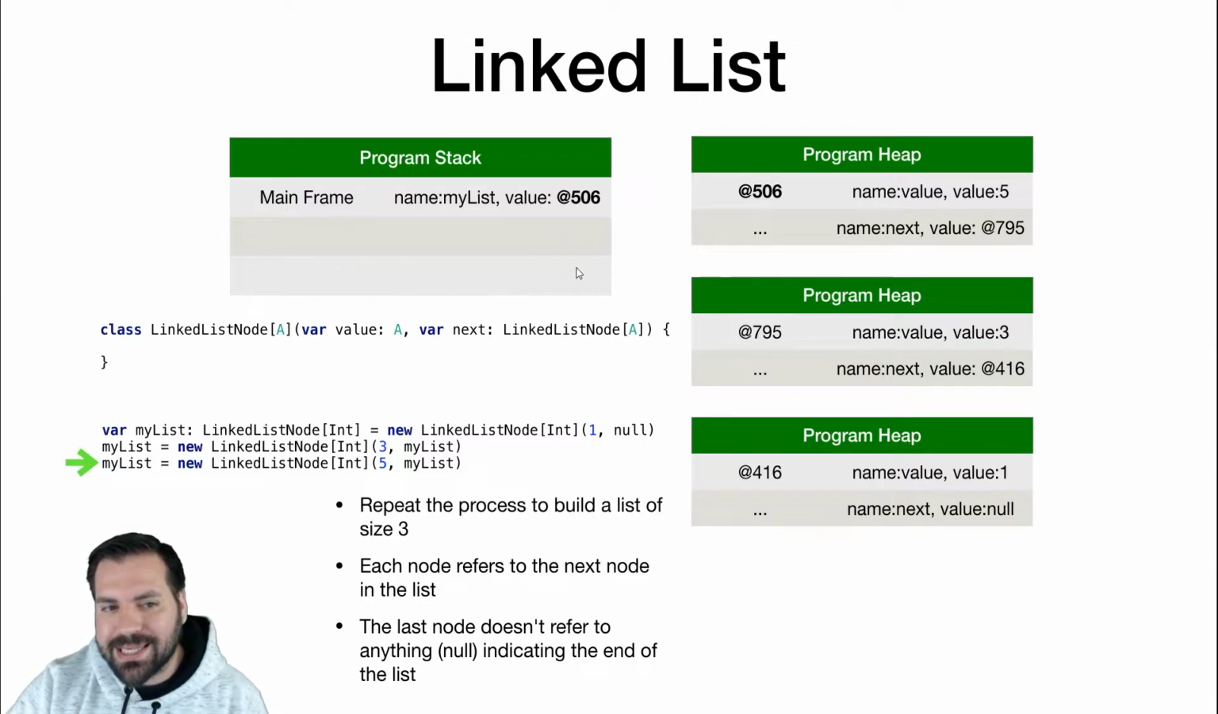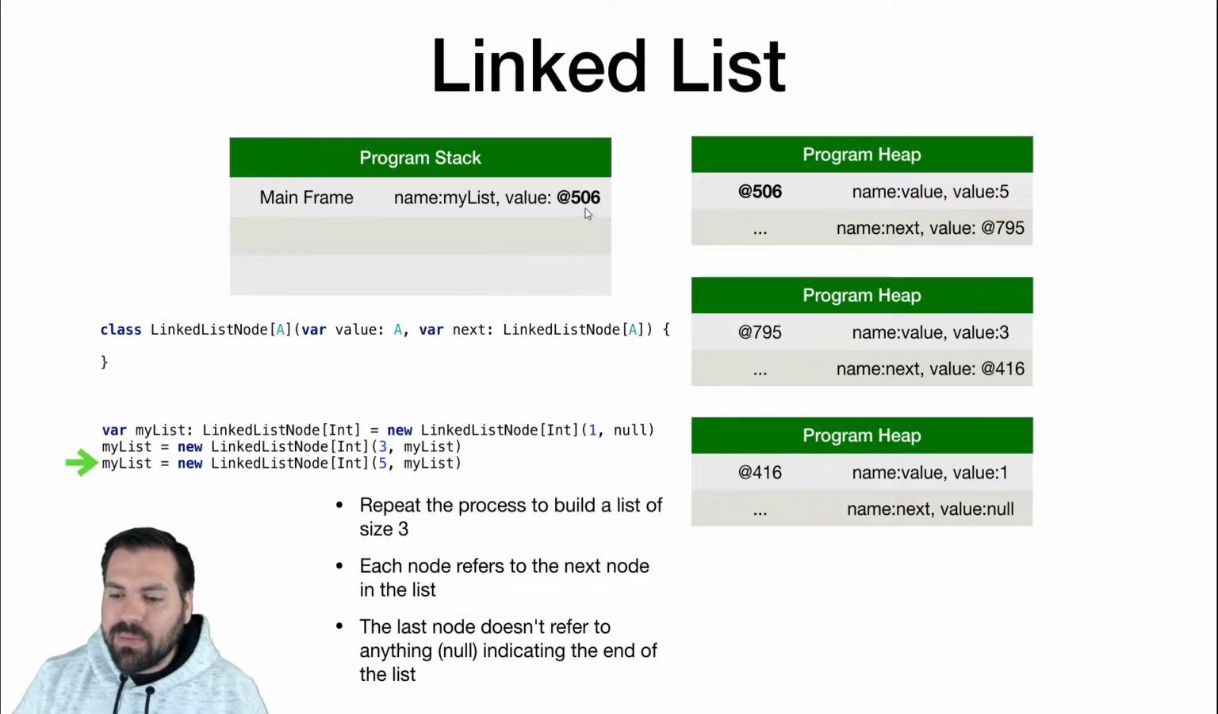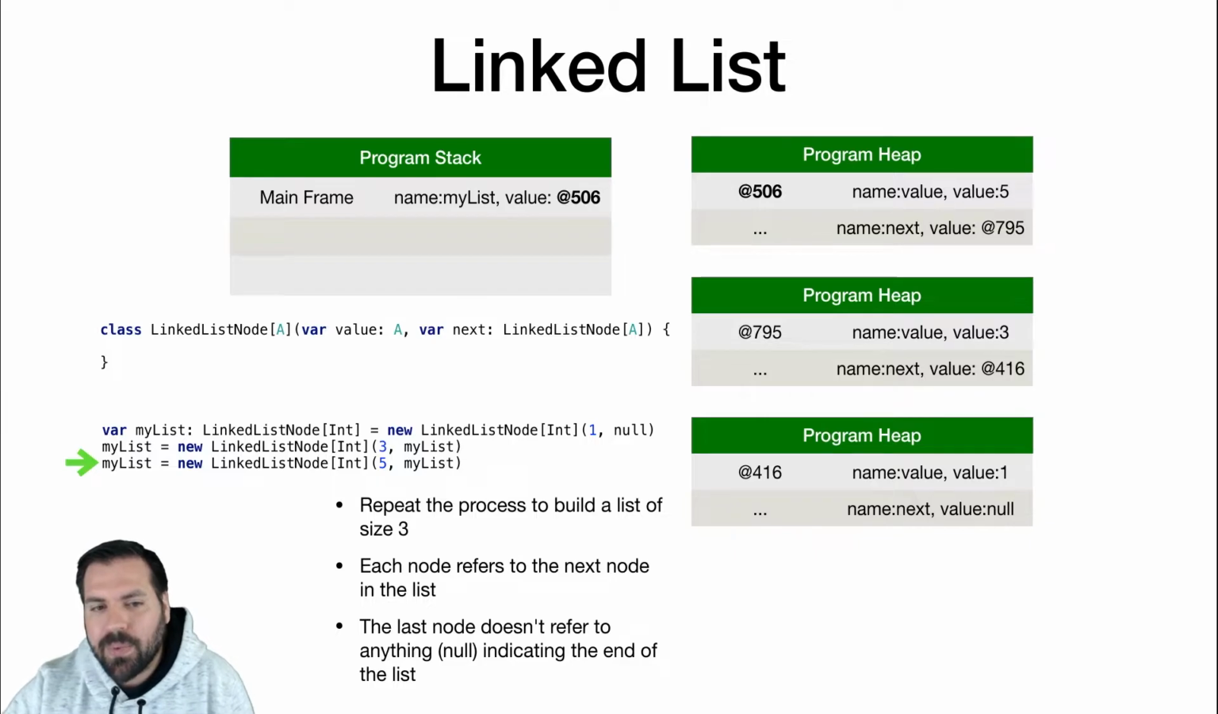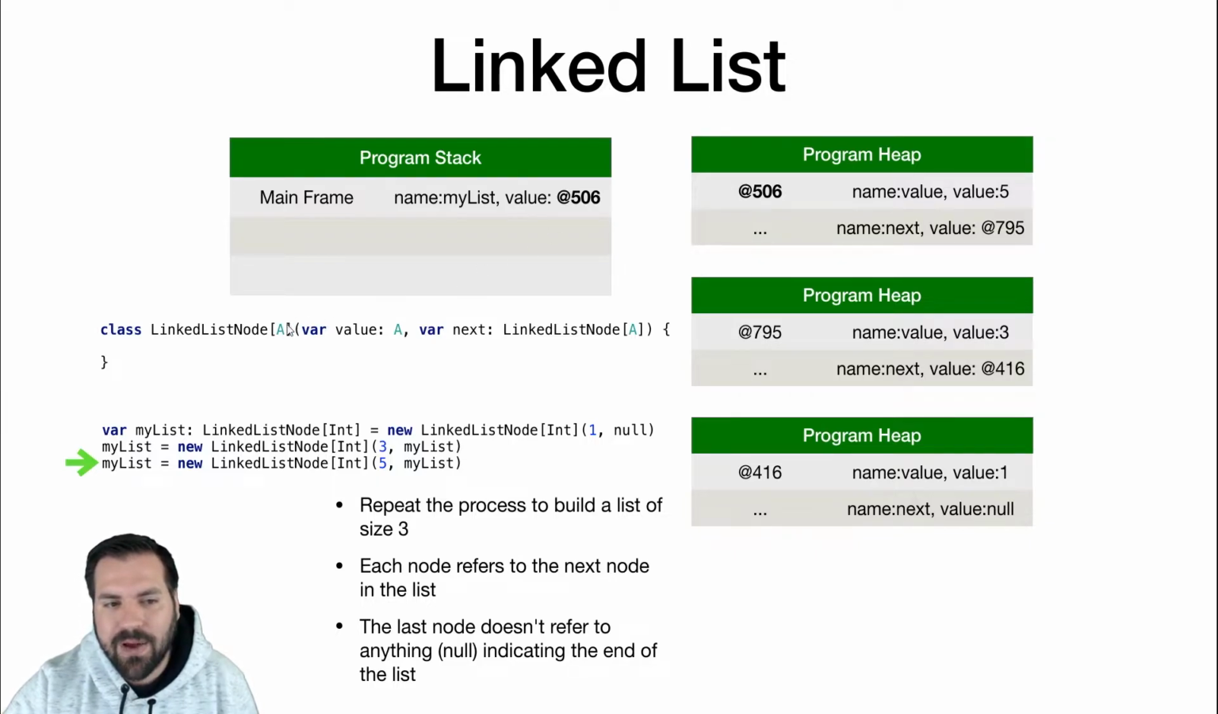What's stored on the stack in this variable, we refer to it as just a list. My list stores a reference to a list. We like to think of it that way, but really what it stores is a reference to a linked list node, which has a value and a reference to the next linked list node, which stores a reference to the next linked list node, which stores a reference to null.